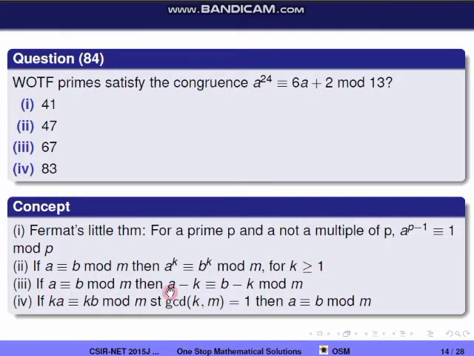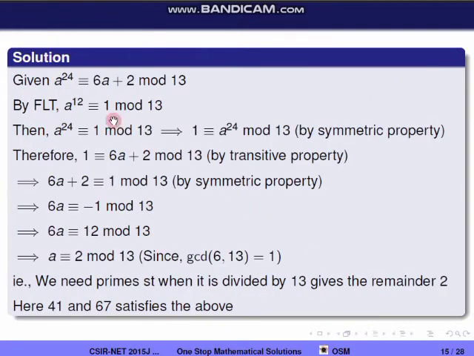Also, a minus k is congruent to b minus k mod m. If ka is congruent to kb mod m such that GCD of k and m is equal to 1, then a is congruent to b mod m. So now we'll move on to the question. They are given this congruence relation. And by Fermat's little theorem, we can write a power 13 minus 1 is congruent to 1 mod 13. That is, a power 12 is congruent to 1 mod 13.